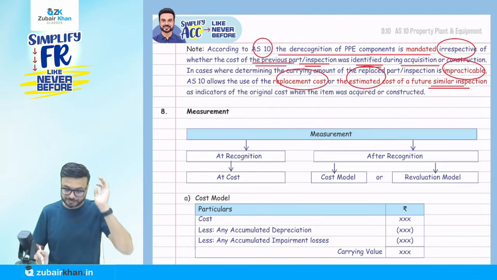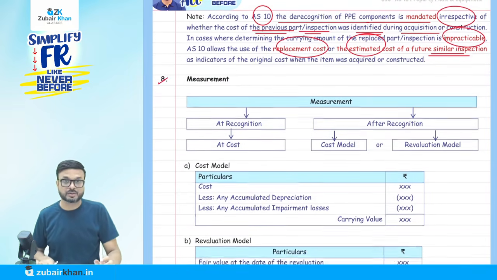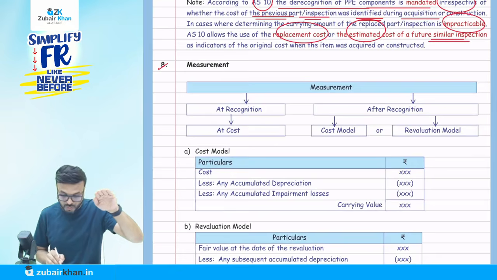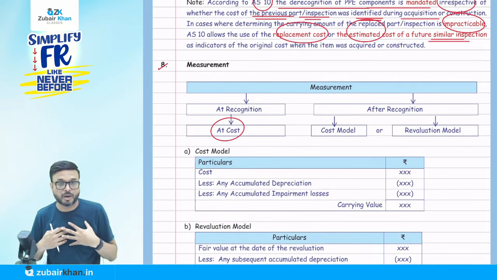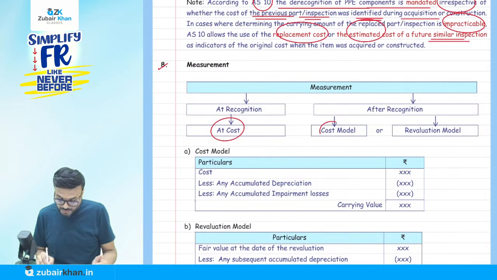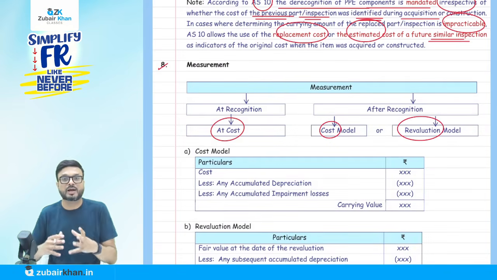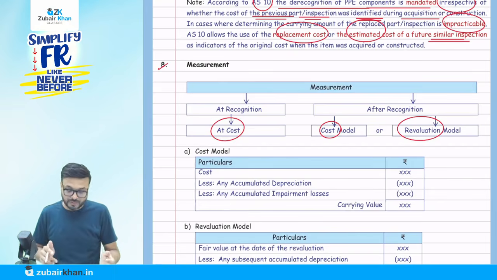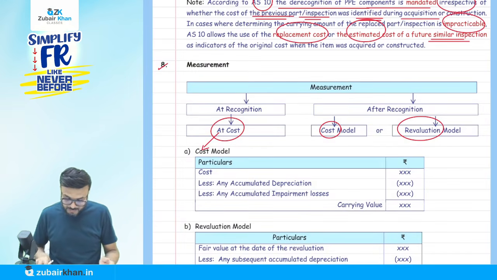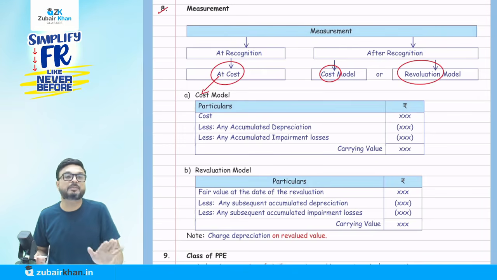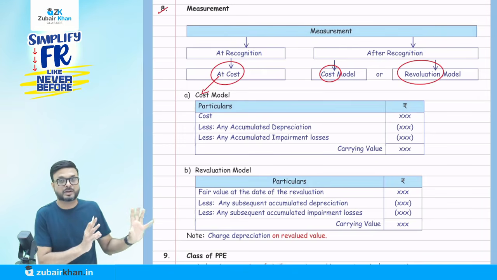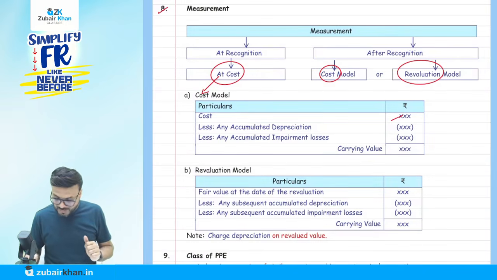Okay, now I'm coming to PP measurement. So initially every PP is going to be recorded at cost, but later on, at every balance sheet I have the option to follow either the cost model or the revaluation model. I will come to the revaluation model, but before that, what do you mean by cost here? In case of cost, initially we have to recognize that cost, and you all know what we mean by cost, because we have already discussed it. Okay, so I will record it at cost.